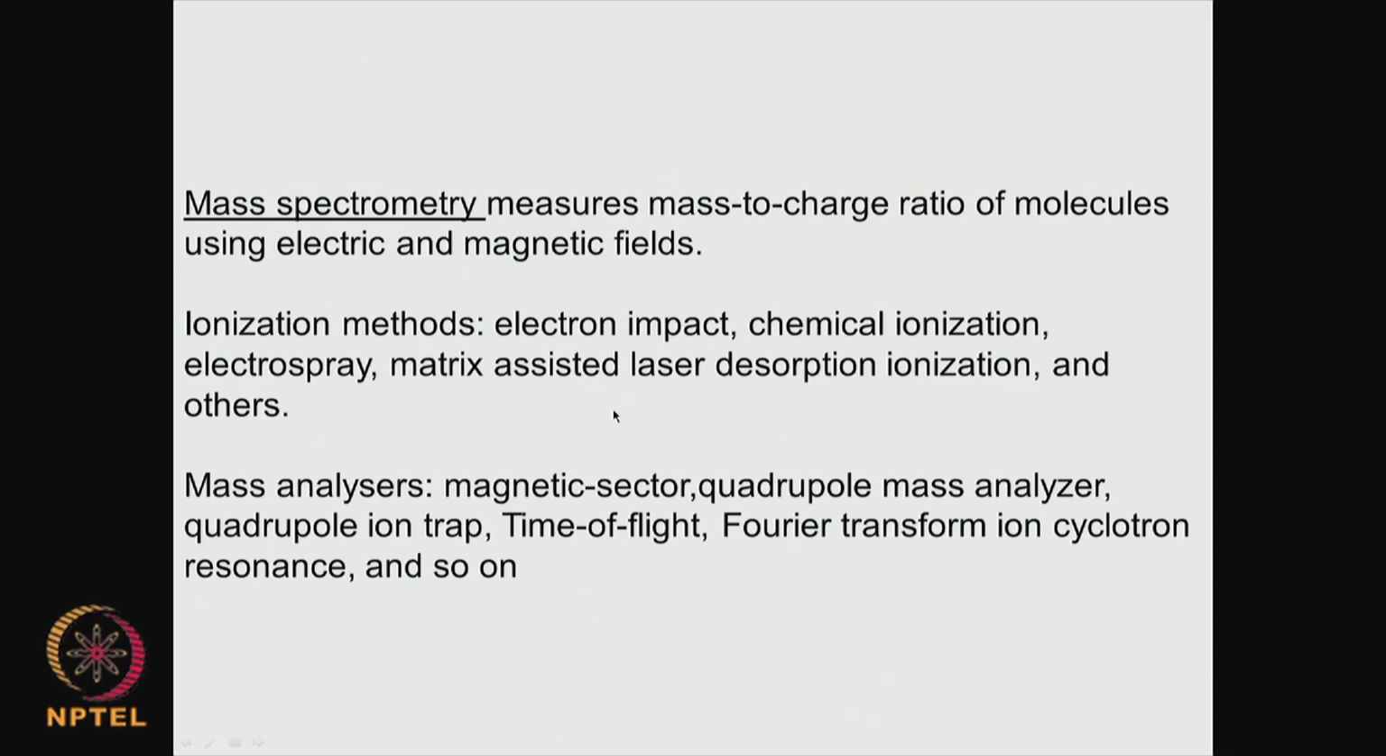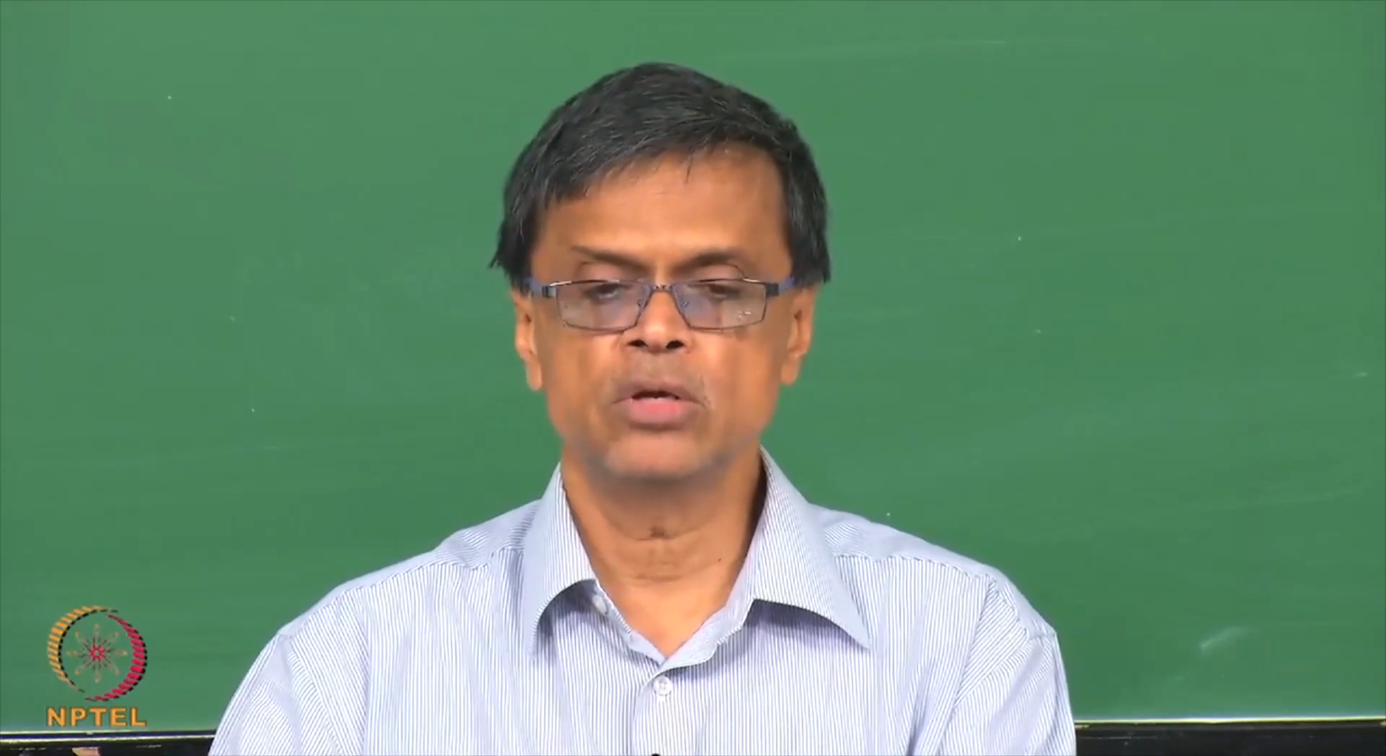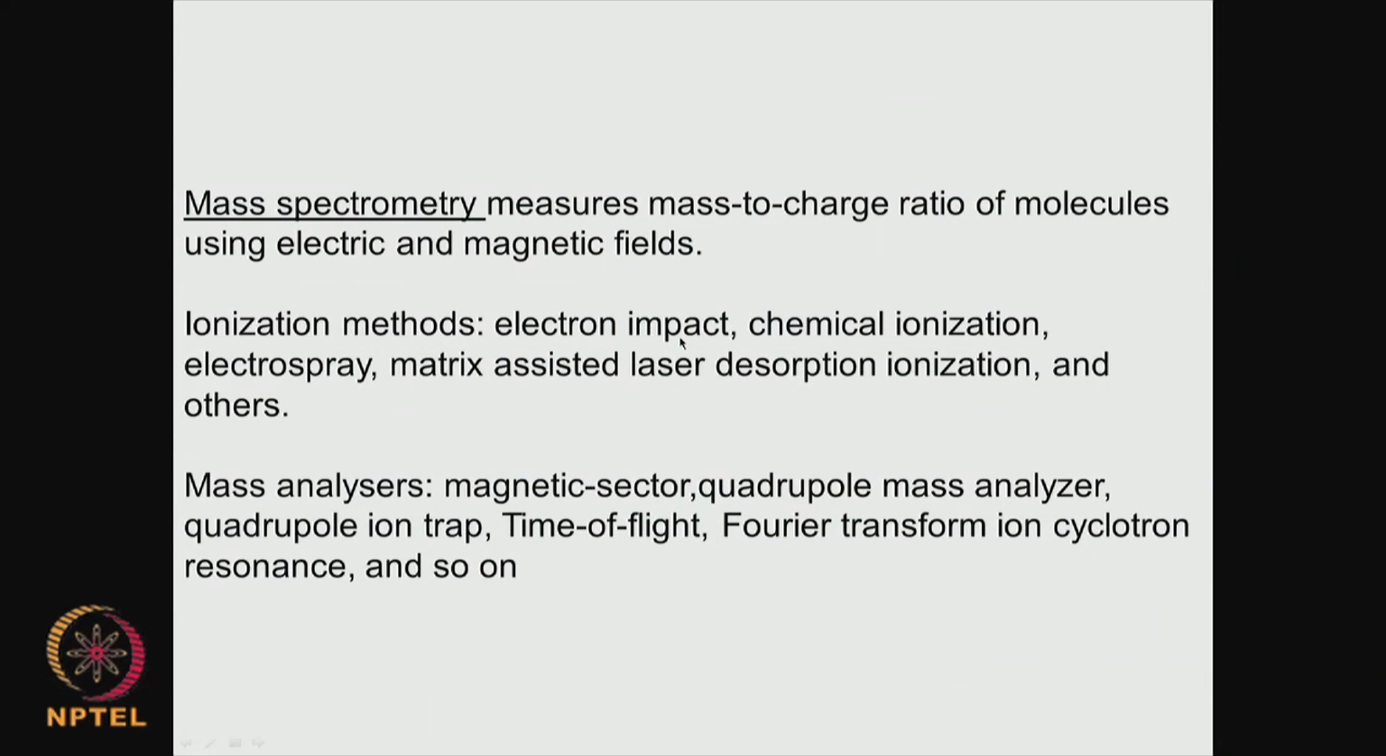Unless you ionize and charge the molecule, it will not be focused onto a detector using electrical or magnetic fields. So, neutral molecules cannot be focused, and we need to ionize the molecule. How do you ionize? Different techniques: electron impact, that is called EI, chemical ionization CI, electrospray ESI, and matrix assisted laser desorption, called MALDI. These are the principal methods by which ionization of molecules is done.